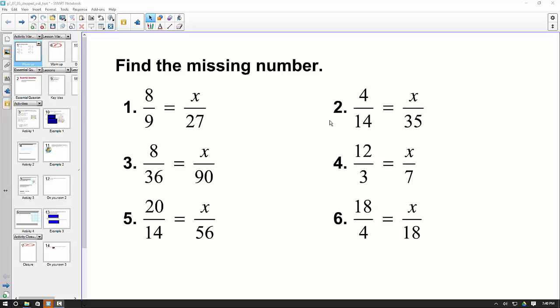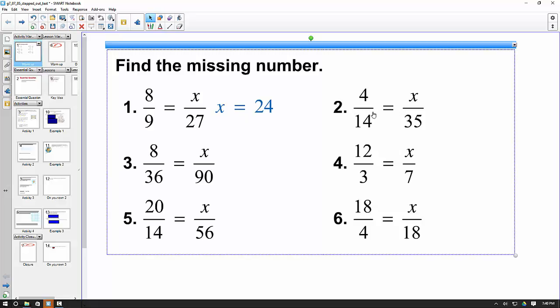Alright, so this video will focus on Chapter 7, Section 5. And the first thing we're going to do is a review of cross multiplying, where I cross multiply, so 9x equals, I don't know, 216 or something. I'm not sure. But if I divide it, I then get 24 as my answer. So you cross multiply, or you can find the scale factor.